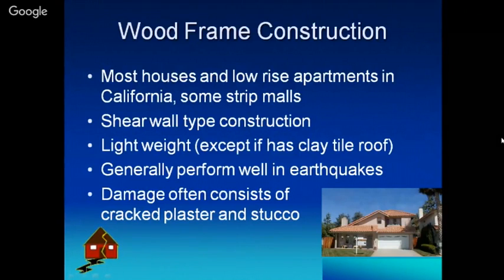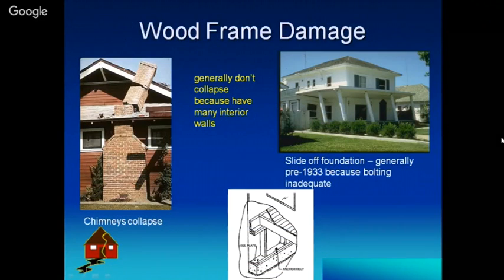Lightweight wood is lightweight, that reduces the inertia because force is equal to mass into acceleration. The mass is reduced, so automatically the force is going to be reduced. Wood frames generally perform well in earthquakes because of the reduced mass and the connections they cater for. Damage often consists of cracked plaster and stucco, which can be repaired in the case of wood.